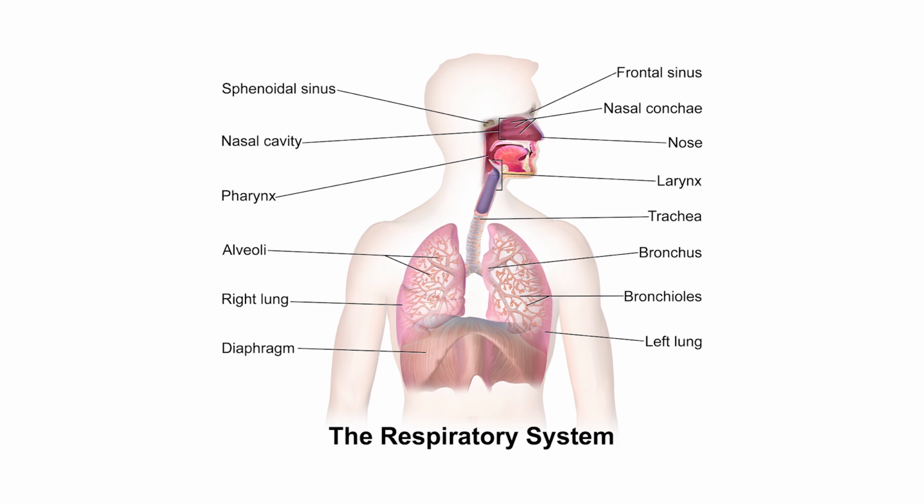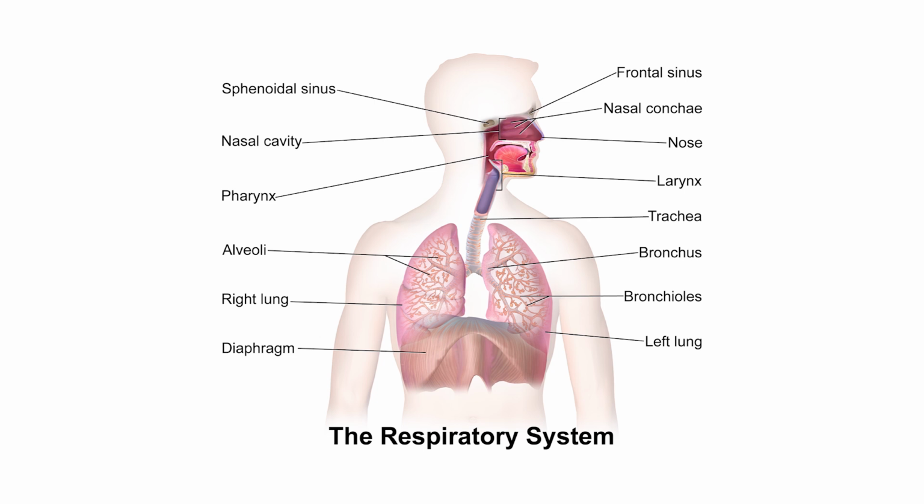The pharynx is a common pathway for both air and food. It connects the nasal cavity and mouth to the larynx and esophagus. Larynx. The larynx houses the vocal cords and serves as the voice box. It also prevents food and liquid from entering the air path during swallowing.